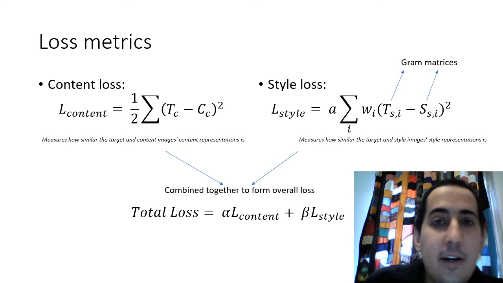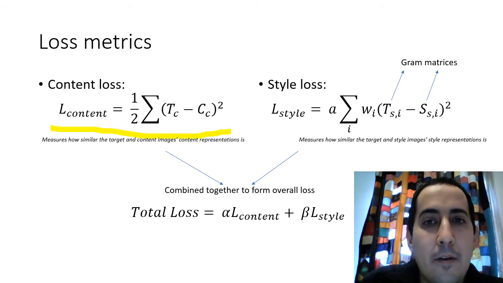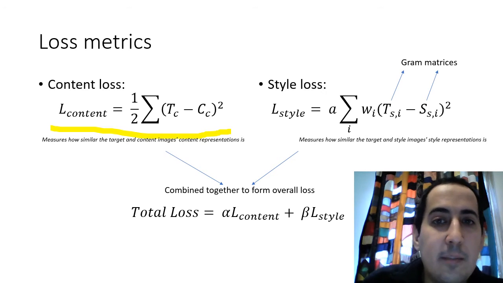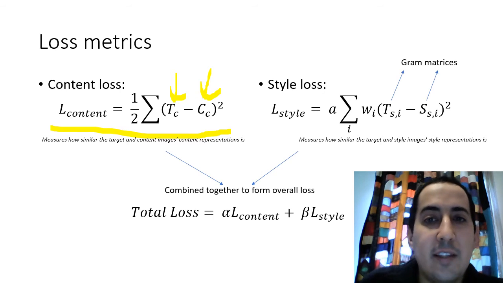Content loss is defined as in this formula. This metric gets smaller when target and content image get similar to each other. Let me remind that it uses the fourth stack second layer output of the CNN.